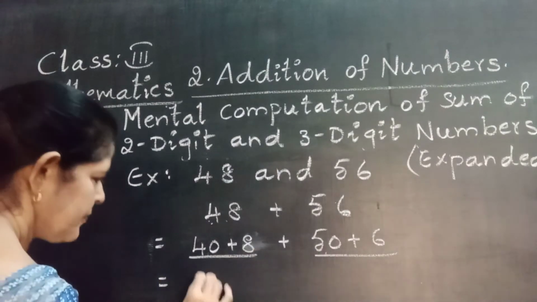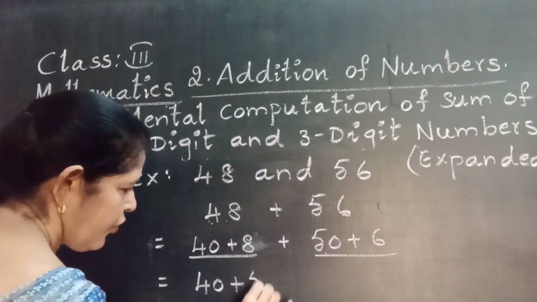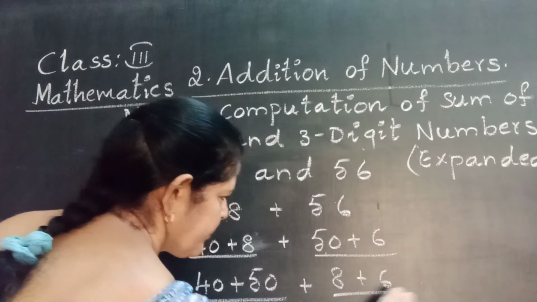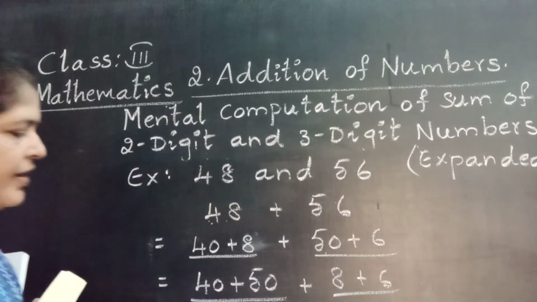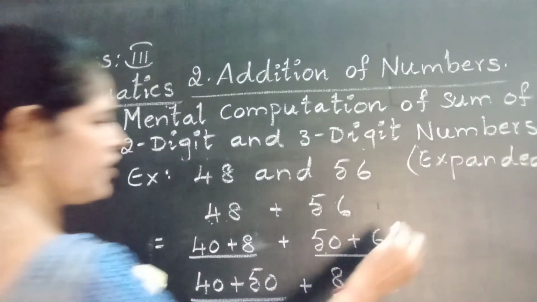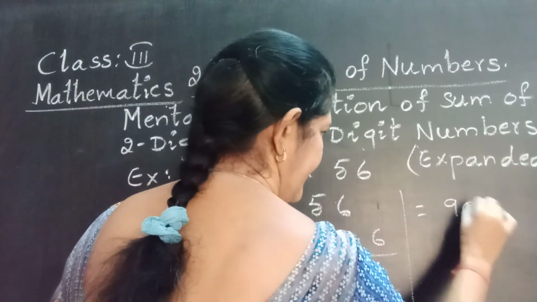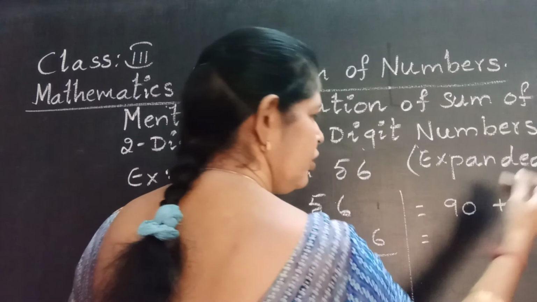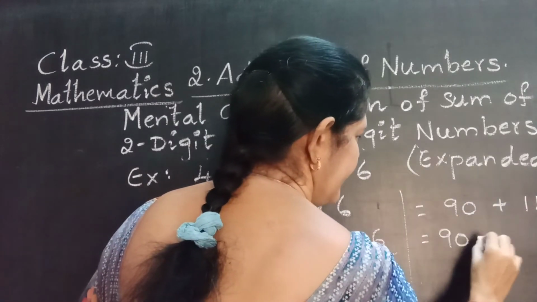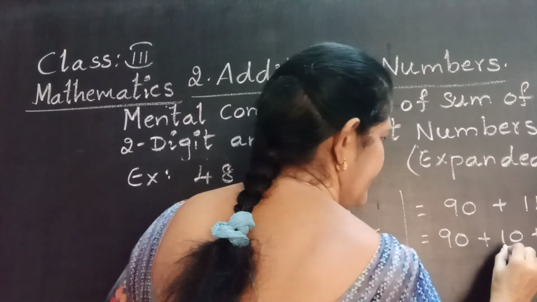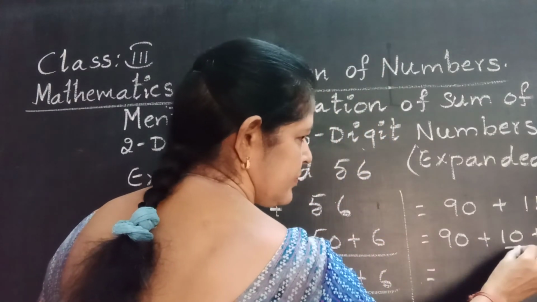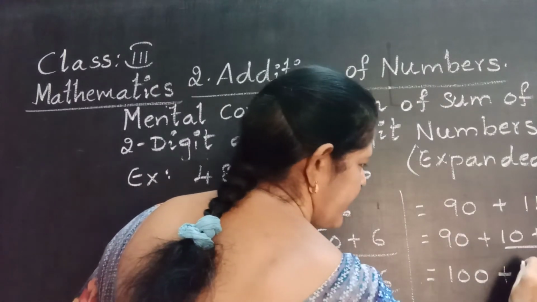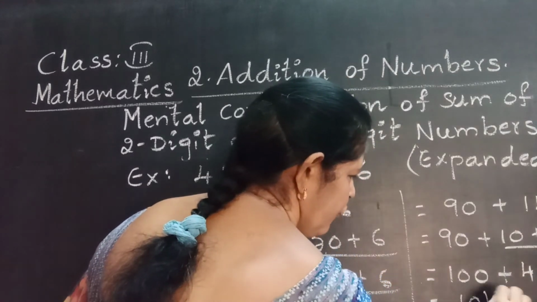Now take tens. Here 40, here 50. 40 plus 50, now add ones, 8 plus 6. Okay, continue that side. Here the board you can't see, that's why for continuation: 40 plus 50 goes to 90, plus 8 plus 6, that is 14. Again write the expanded form of 14: 90 plus 10 plus 4. Now add 90 and 10. 9 plus 1, 10, and put 0. And ones are 4. The total goes to 104.